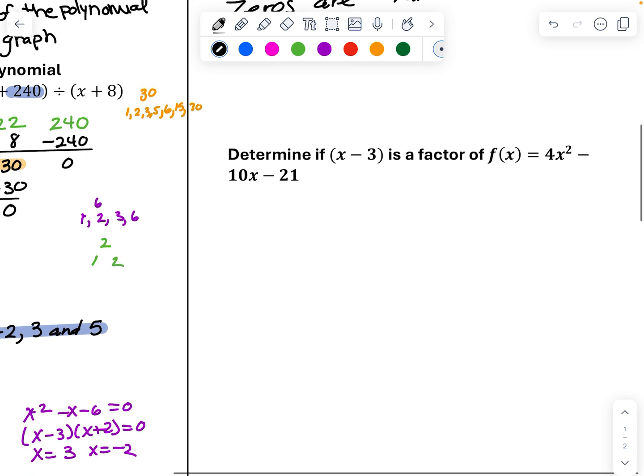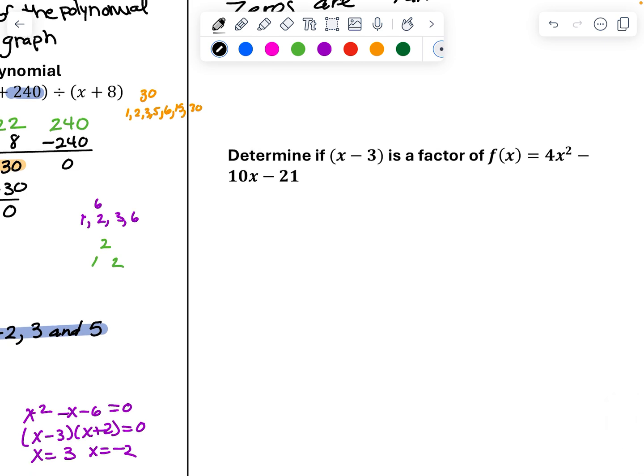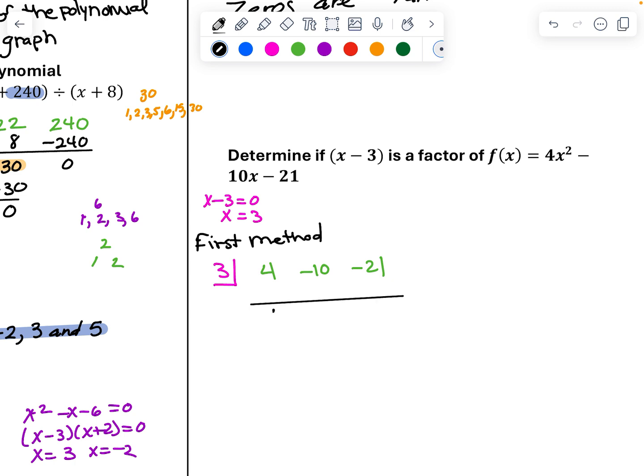Okay. Determine if x minus 3 is a factor. We can do this two ways. The first way we can do this is we can remember that x minus 3 equals 0. So x would be 3. So way number 1, the first method, is to take 3, put it in the box, and then put 4, -10, -21. Put your equals bar, pull down your 4.